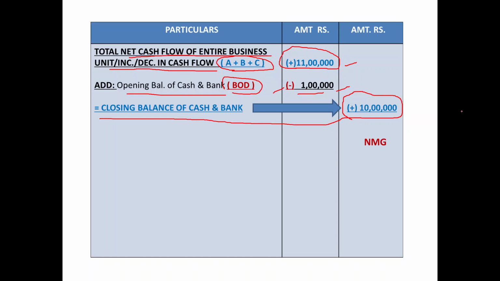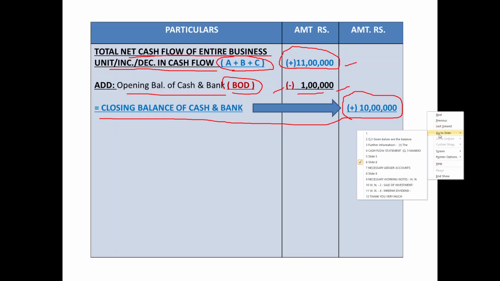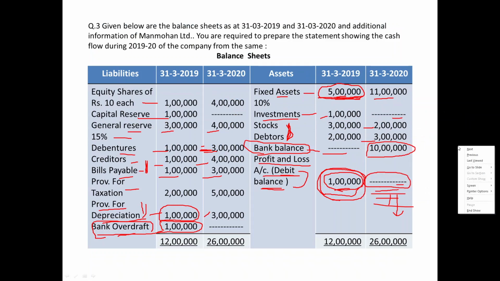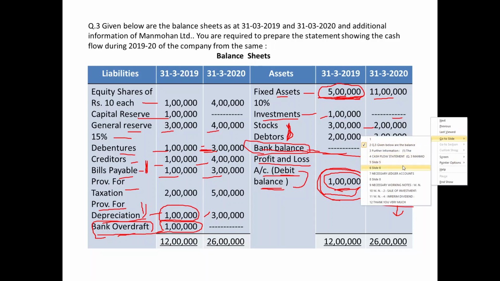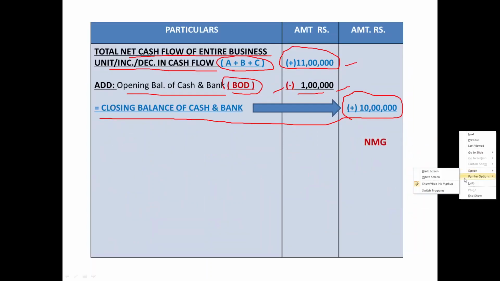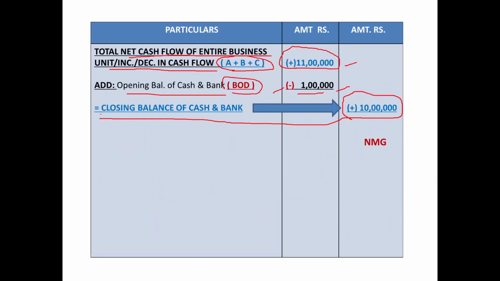Closing balance of cash and bank. Once again let us verify it. On the asset side, have a look. Bank balance current year 10 lakhs. We also got our final answer. Closing balance of cash and bank rupees 10 lakhs. So our answer is a correct answer. It gets confirmed. It's a true answer. Closing balance of cash and bank rupees 10 lakhs.